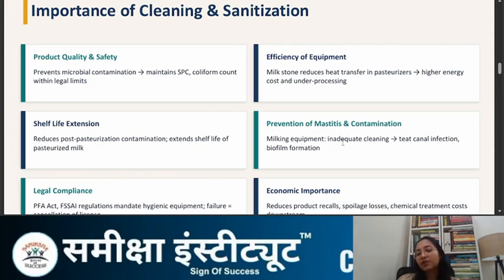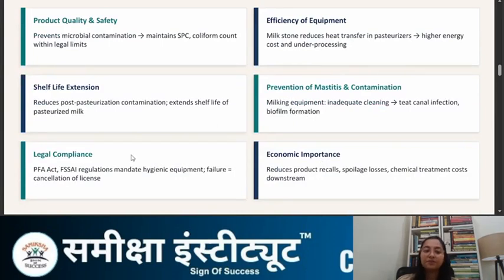Milking equipment is very important, because if there is inadequate cleaning, it will lead to teat canal infection and biofilm formation. What is biofilm formation? Biofilm has microbes. It will lead to contamination.